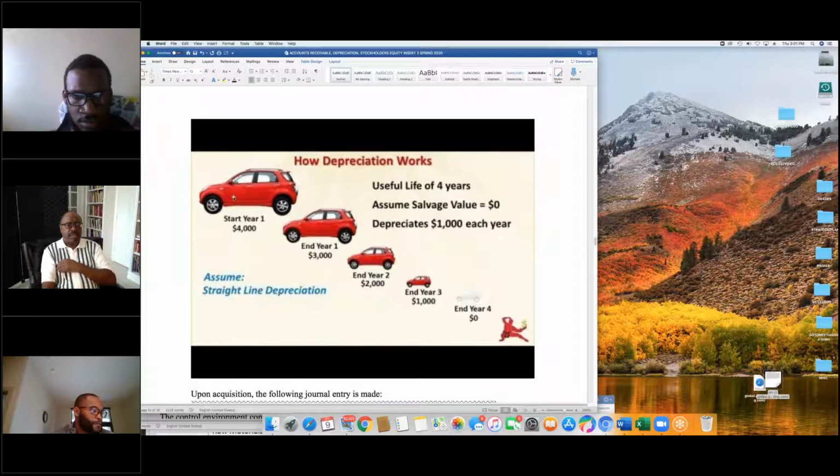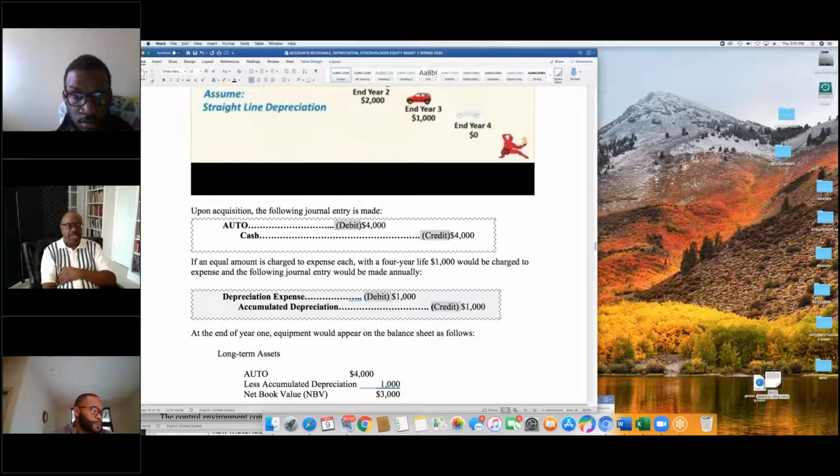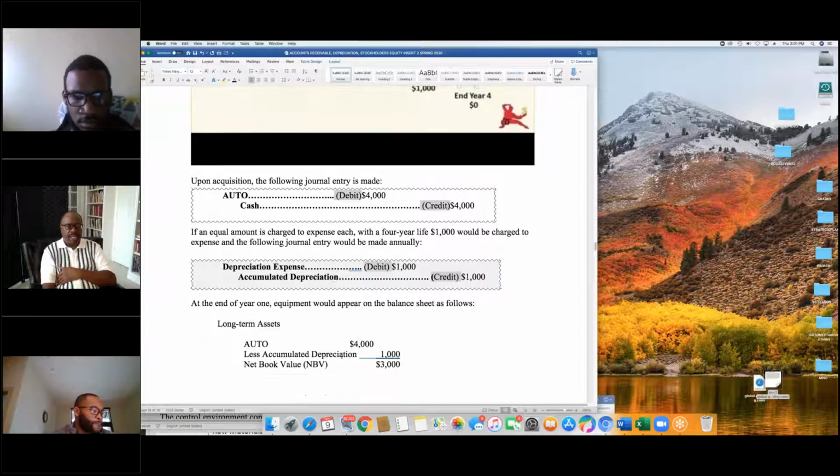So originally we keep that cost, then we create this accumulated depreciation account, and that's going to tell us how much has been depreciated here.